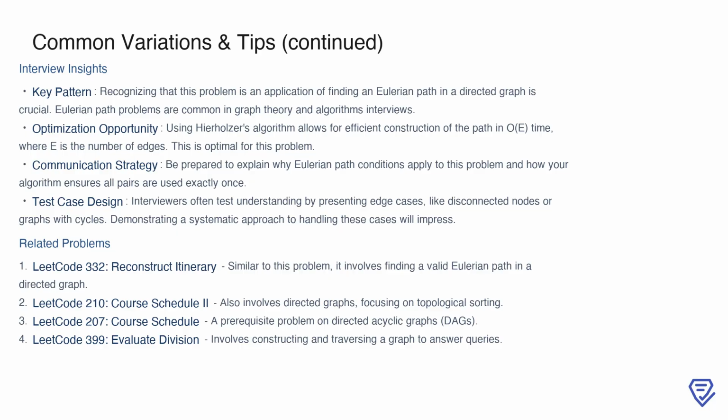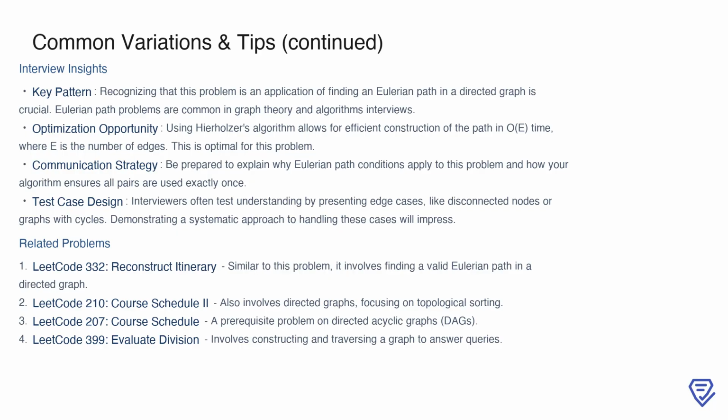During interviews, it's also important to effectively communicate your approach. Be ready to explain why the Eulerian path conditions apply here and how your algorithm ensures that all pairs are used exactly once. Test cases are another area to focus on. Interviewers often challenge candidates with edge cases, such as disconnected nodes or graphs containing cycles. Being able to systematically address these scenarios demonstrates a solid understanding.